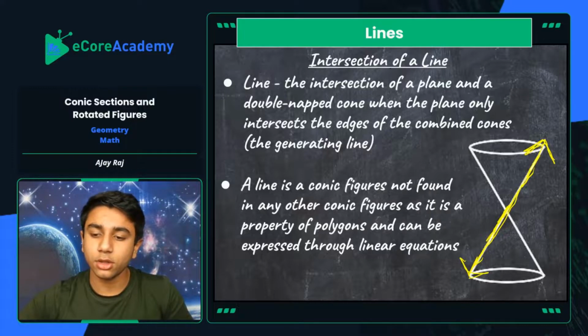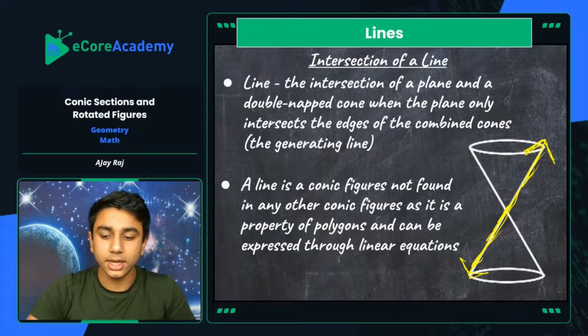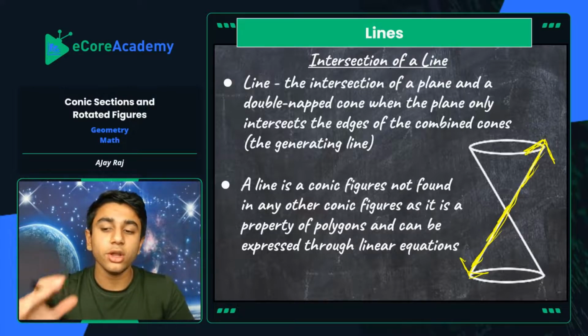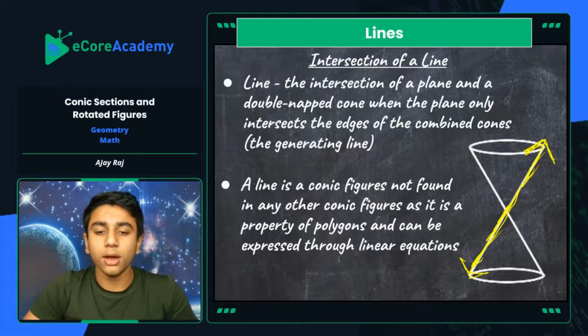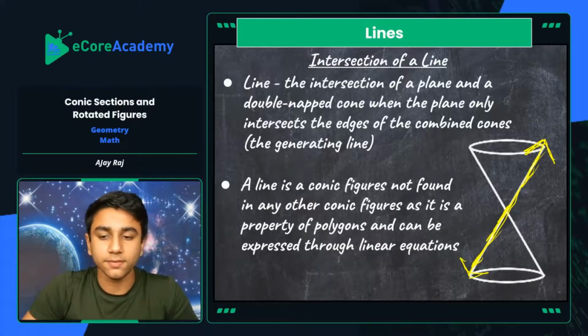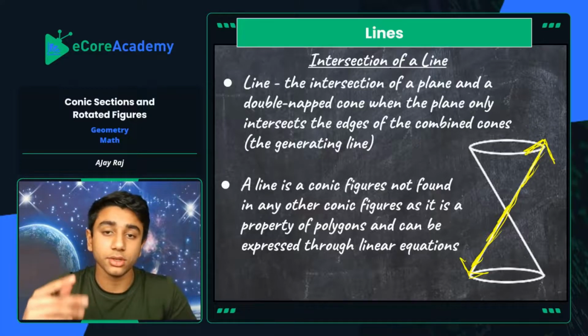And when it forms that one large line, all you're going to get is a one-dimensional line, and that does not have two dimensions or even three dimensions. It's a 1D line. And a line is a conic figure not found in any other conic figures. It is a property of polygons and can be expressed through linear equations. So a line is something that has length but no width, therefore it is only one dimension, length.